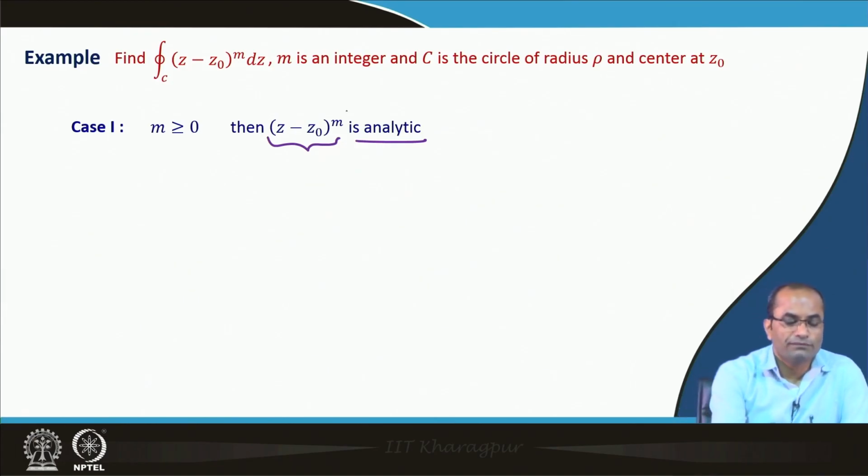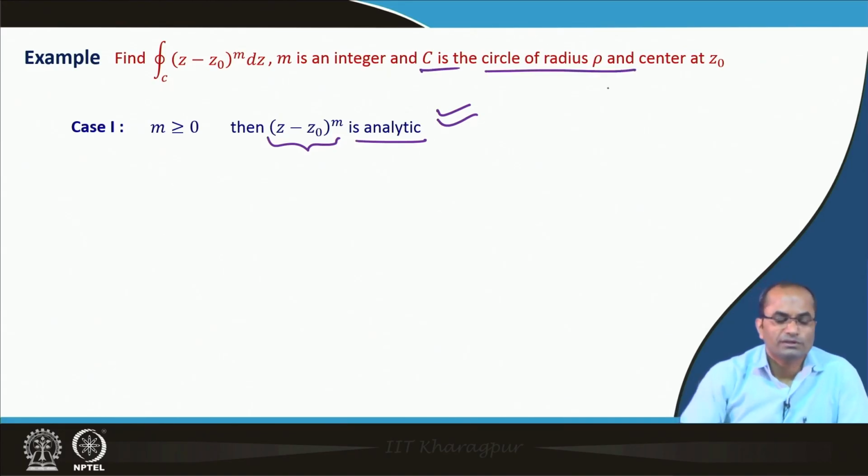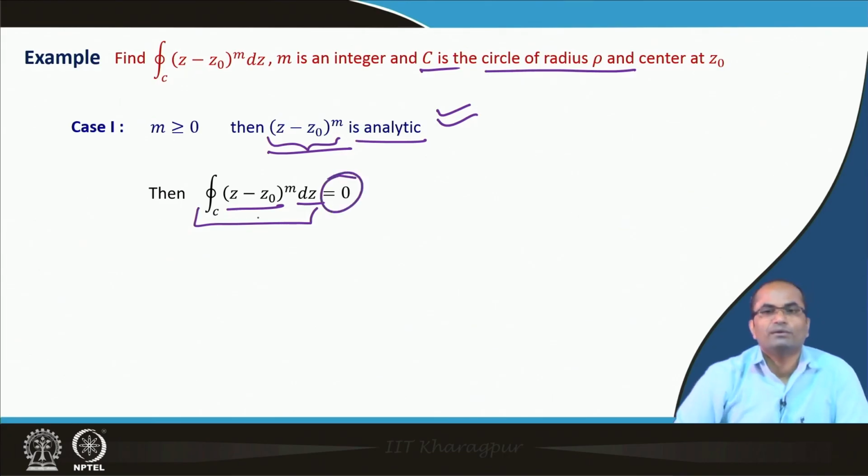This function is analytic, and we have just learned that once the function is analytic, we can easily use the formula in terms of the primitive, f(z1) minus f(z0), the initial and the final point. But here we are talking about C, which is a circle, so it is a closed curve. Hence the value of the integral of (z minus z0) to the power m dz will become 0, as the function is analytic on this closed curve.